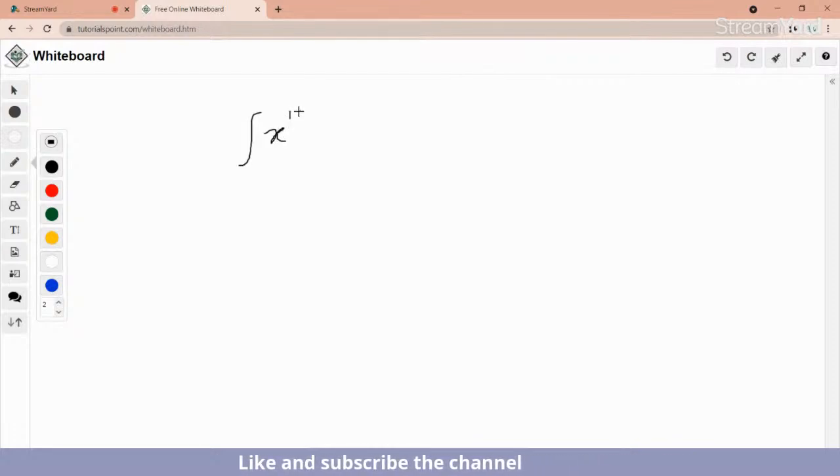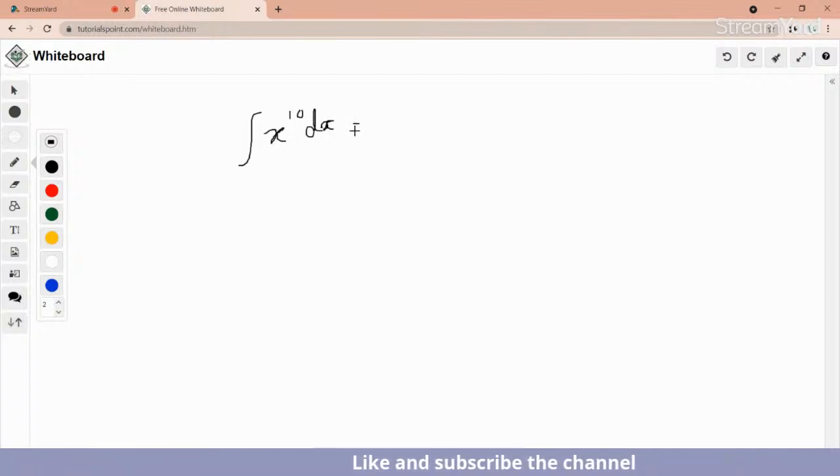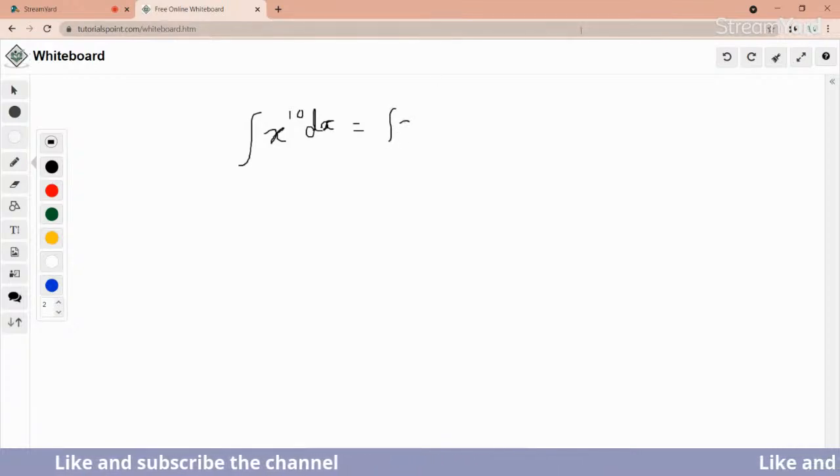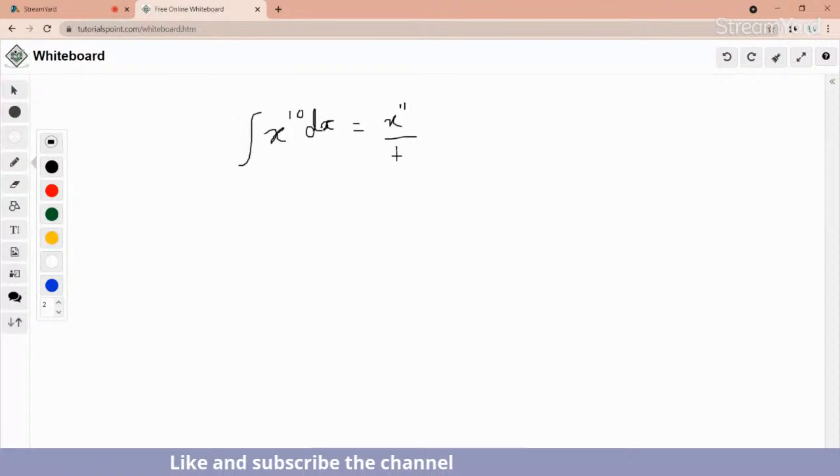X to the power 10. We have to put the value in place of x and not a. But in a hurry, I just made that mistake. Sorry for that. So when it is indefinite integration, you are doing it like this: x to the power 11 divided by 11 as per formula, plus c, right?